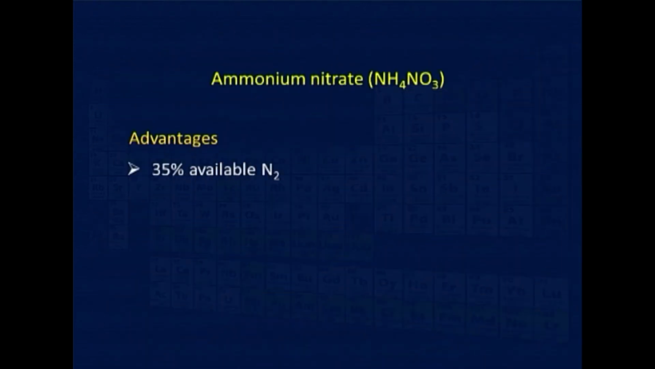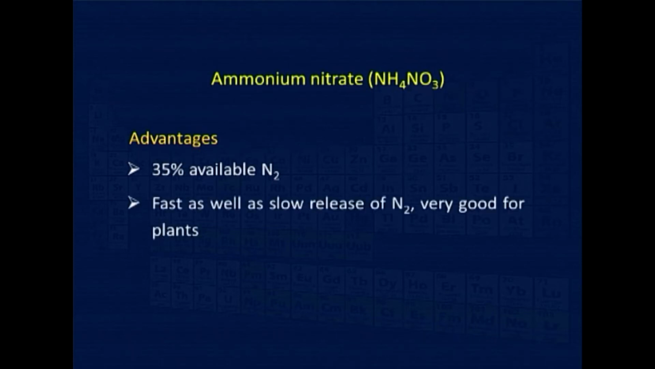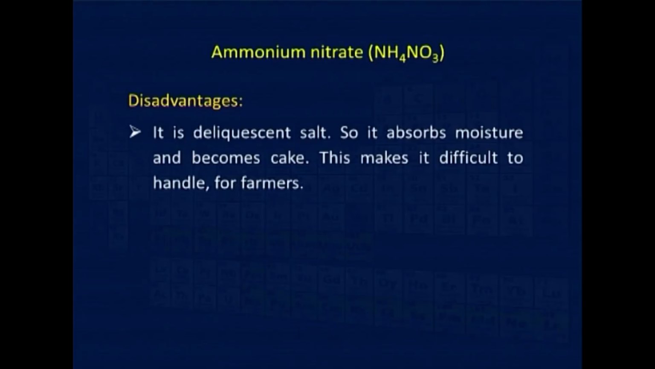The advantage of ammonium nitrate is 35% available nitrogen, one of the highest among inorganic fertilizers, having maximum nitrogen concentration. Since it has a nitrate anion, there is immediate absorption by the plant. It has a disadvantage in that it is deliquescent. Deliquescent means it is going to absorb moisture. Once it absorbs moisture, it is going to form a cake, and this cake is very difficult to handle. It is difficult for farmers because they cannot spread it over the crops.